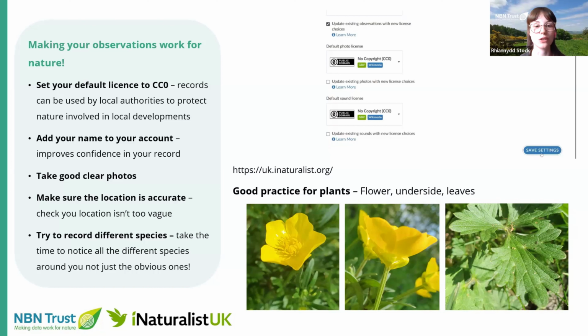It's also good practice to try and record different species. If you're going to a local space or you're recording wildlife, nature, animals and plants in your garden, it's good not to just record, for example, distinct, nice-looking flowers. It's good to try and record everything that you see, including the invertebrates, just to get that wider picture of what's going on and what's actually present where you're recording.